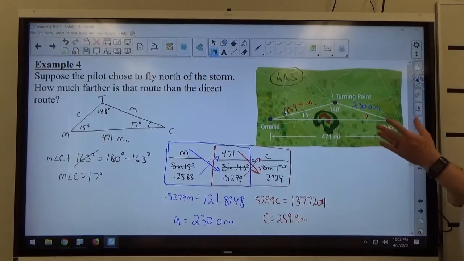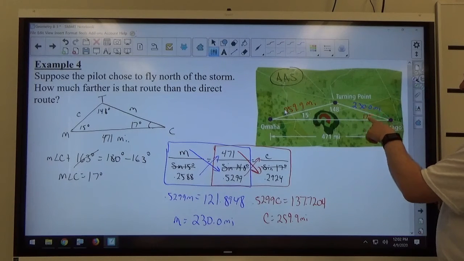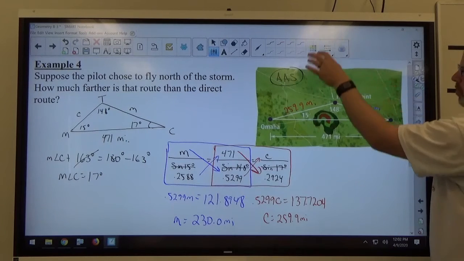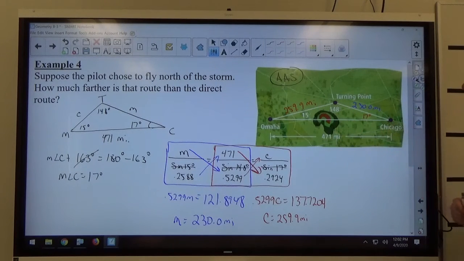So if you, again, take a look just for a quick check: smallest angle, 230 is the smallest side; 17 is the next biggest angle, 259.9 is the next biggest side; 148 the biggest angle, 471 the biggest side.